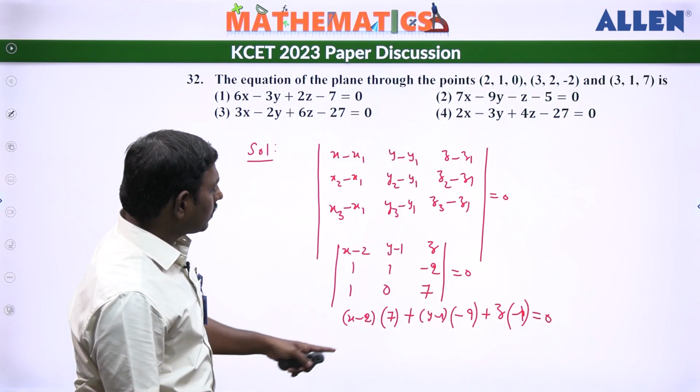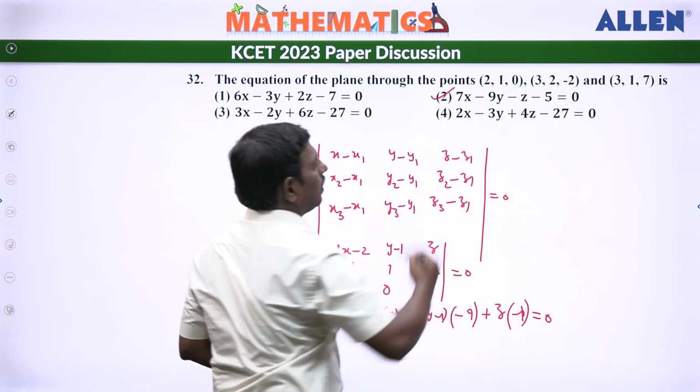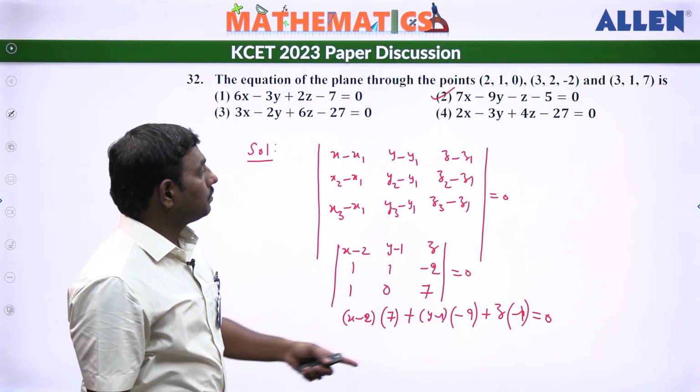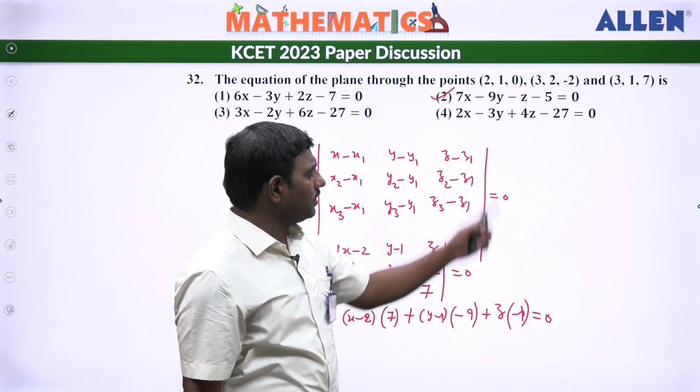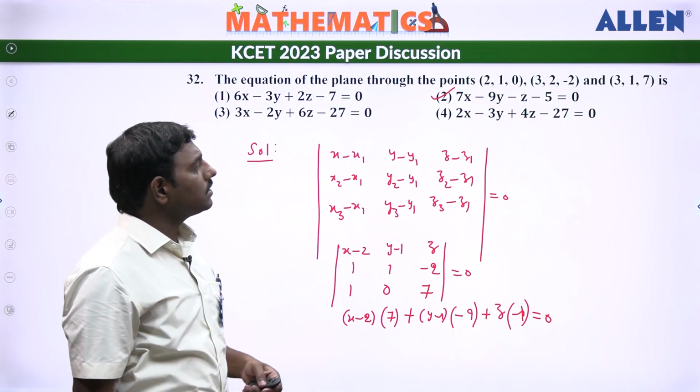Now check the coefficients. The coefficient of x is 7, so 7x appears in only one equation, option 2. We can verify the y coefficient is minus 9 and the z coefficient is minus 1. That is matching. So the answer for this question is the second option.